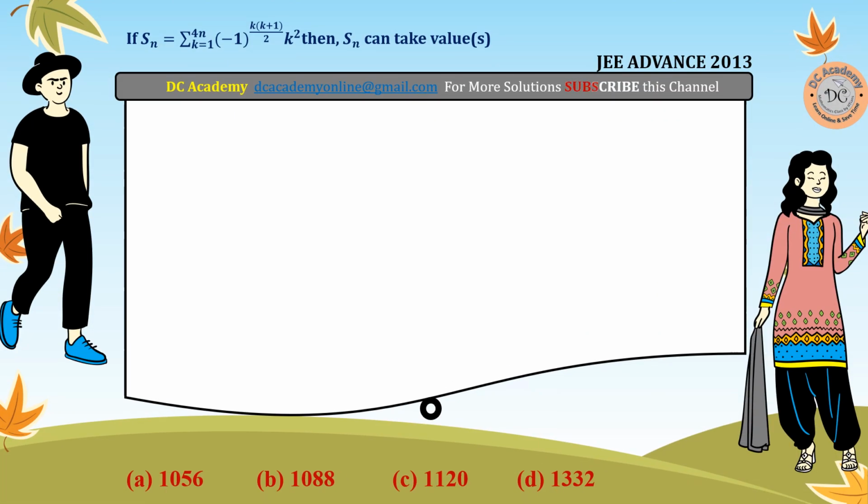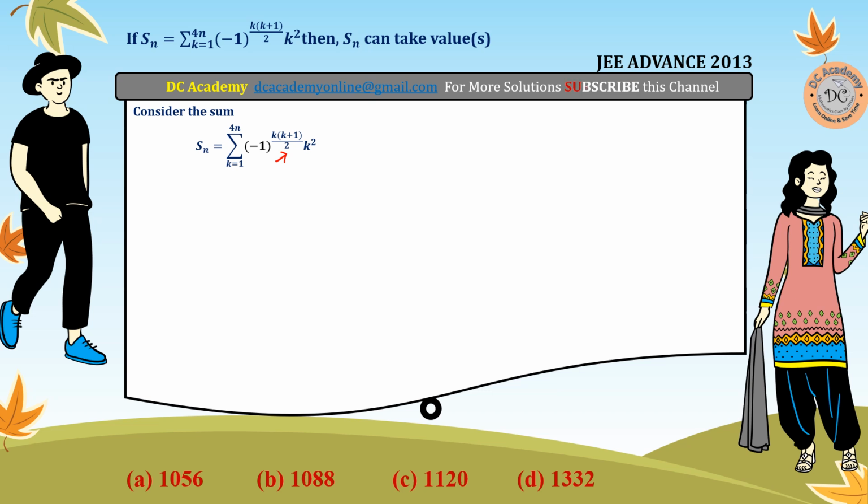So first we consider the summation. Notice that here k goes from 1 to 4n. That's the given condition in this problem. But notice that we have a term that is (-1) to the power k(k+1). This term gives us a little bit of confusion in rewriting that sum, because we don't know how this function behaves. That's a very difficult job.